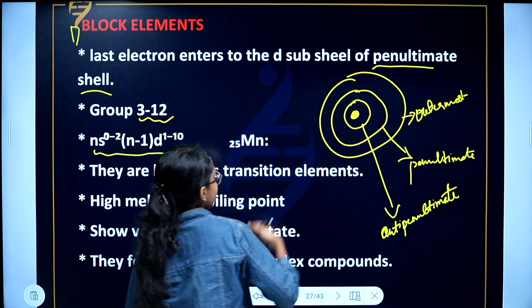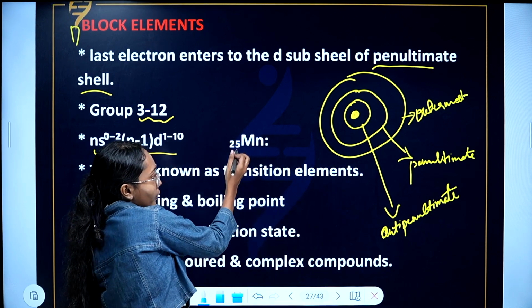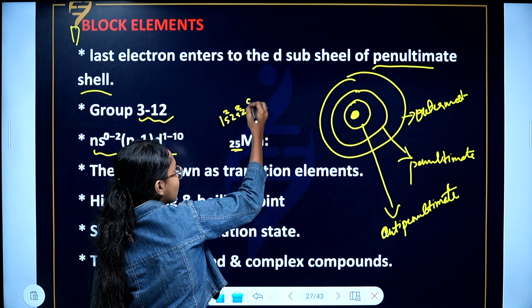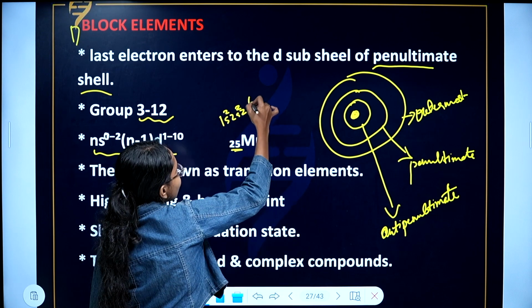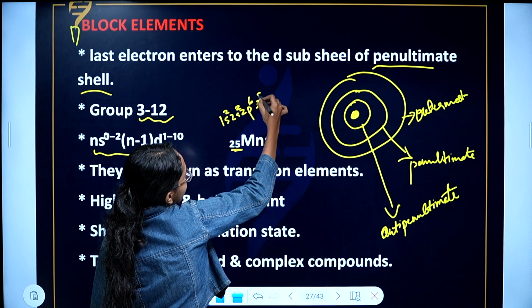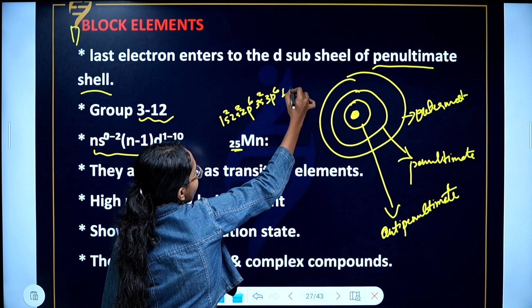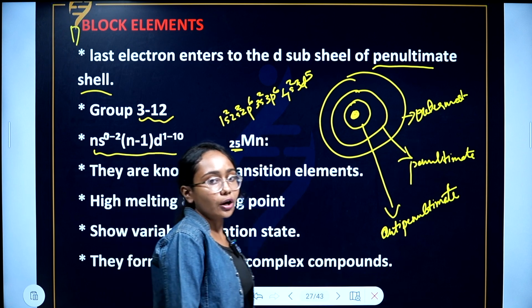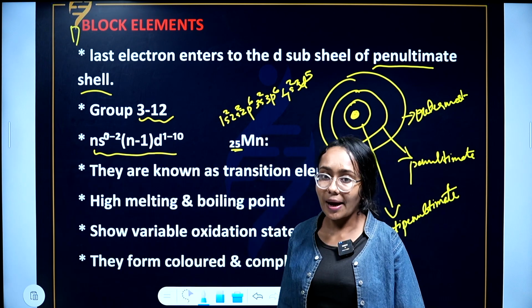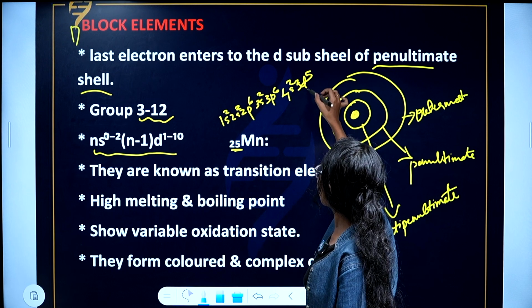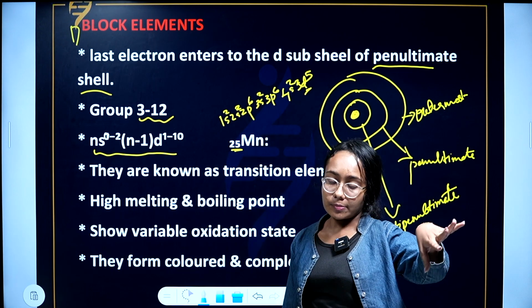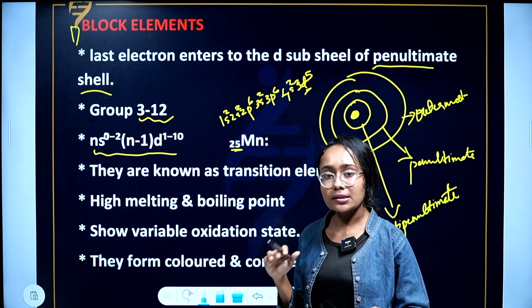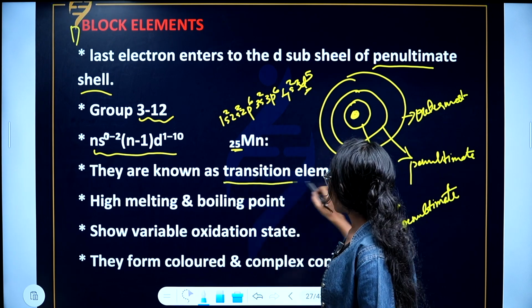Let us write the electronic configuration of manganese here. Manganese has atomic number 25. So 1s2, 2s2, 2p6, 3s2, 3p6, 4s2, 3d5. This is the electronic configuration of manganese, which is a part of the d block because the last electron enters the penultimate subshell, that is the d subshell. They are known as transition elements.